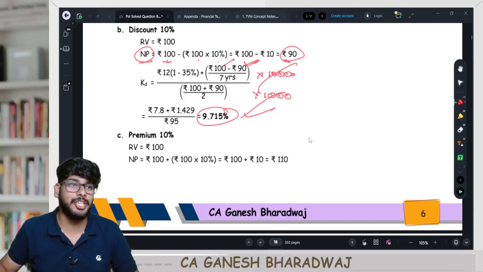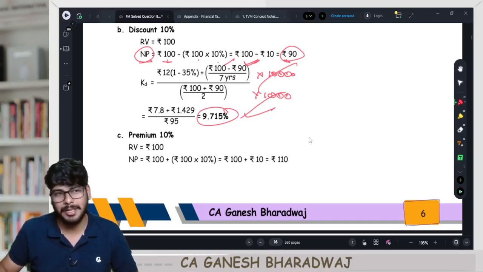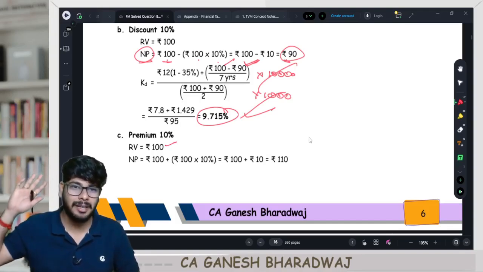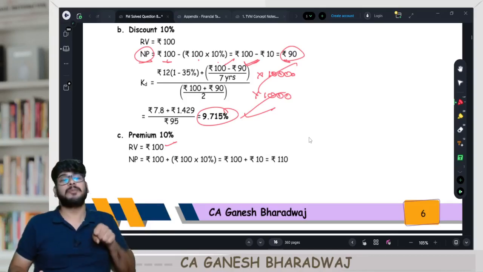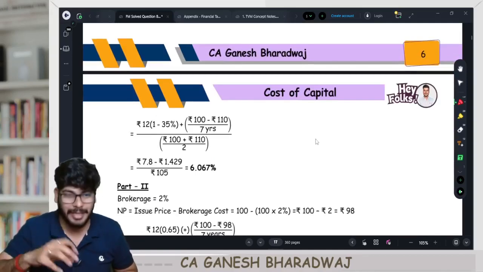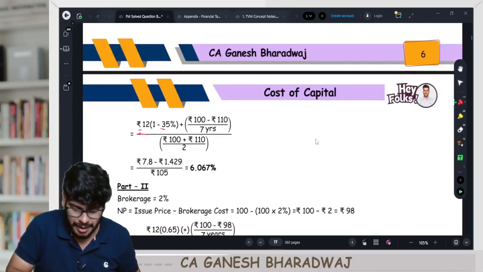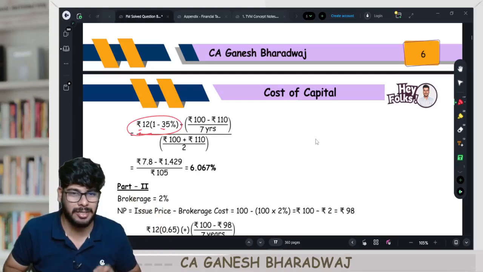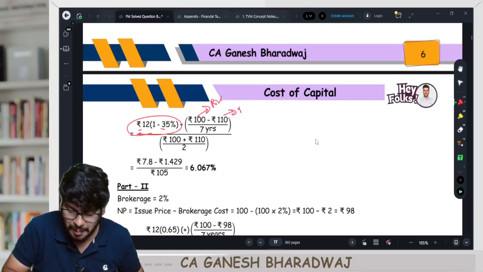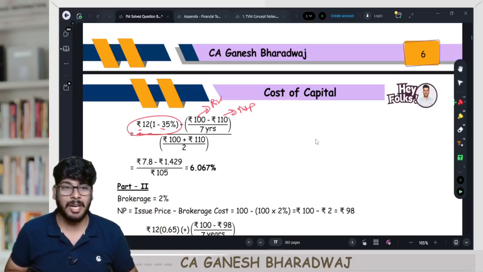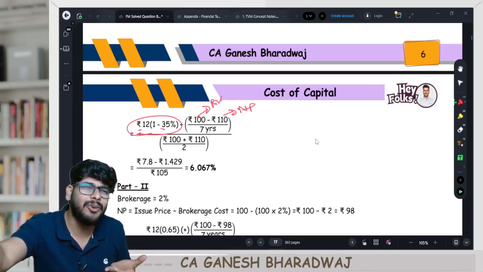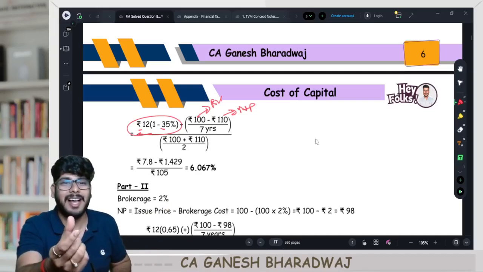Next, interesting part. Suppose the debentures are issued at a premium. Now what happens, guys? I am redeeming it at par only. When I redeem, I will redeem it at 100. When I received money from the public, how much did I get? 110 rupees. Now, if you look at this calculation, I into 1 minus t, this is my cost. Correct? Interest cost is there, post tax. RV minus NP. That is, what happens? I am receiving 110, but I am repaying how much? Only 100. Here, actually I am gaining.